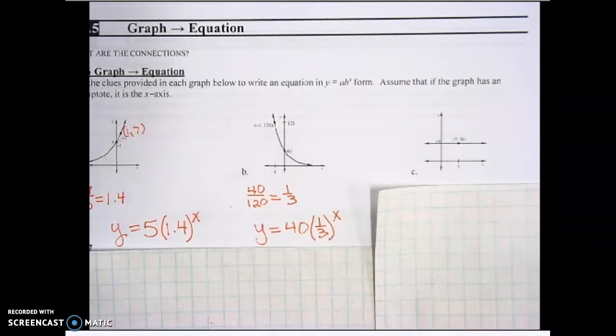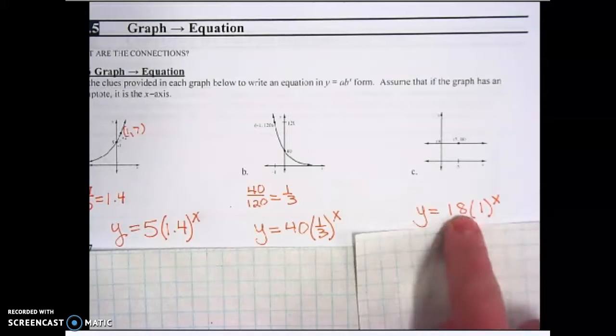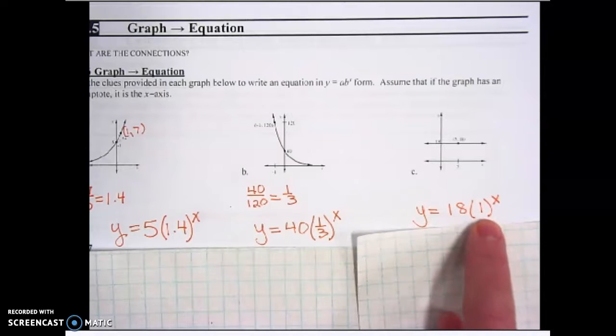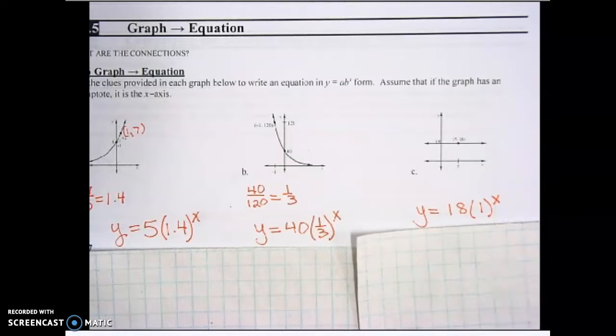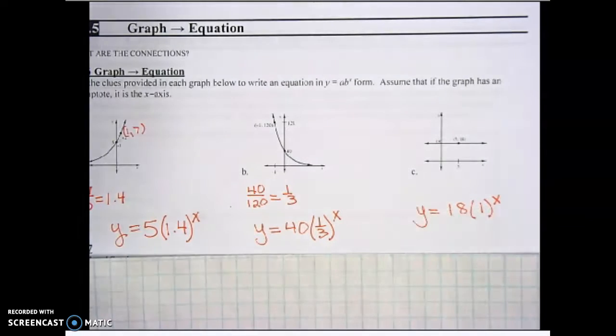And then, since it's not growing exponentially and it's not decaying exponentially, it's neither greater than 1 nor less than 1, which makes it 1. So we're going to say 18, and plugging in for the b is just 1, and then it's to the power of x. Okay? Kind of a trick question on you there.